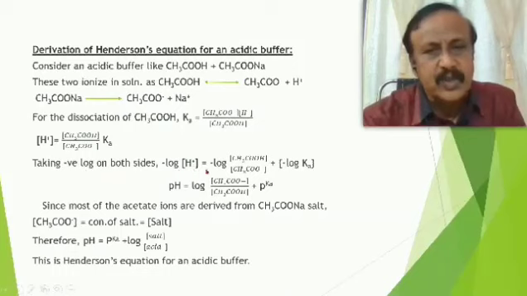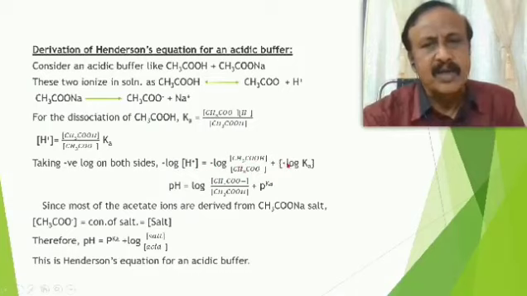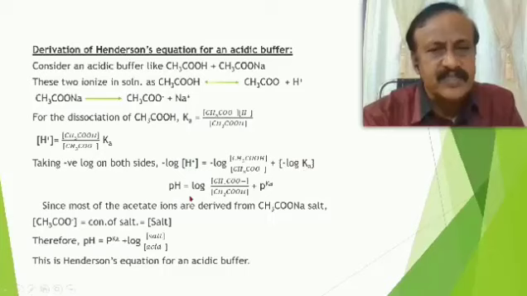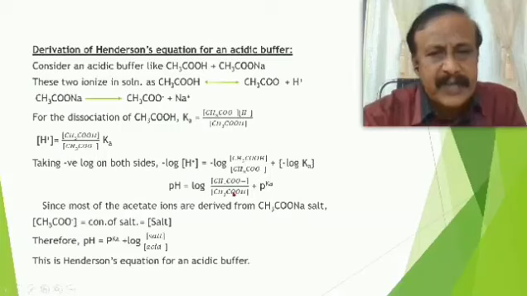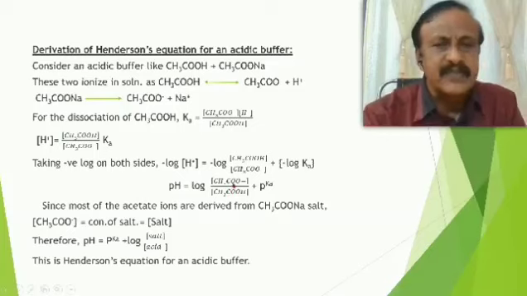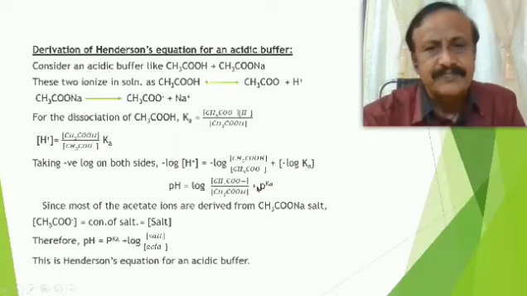Minus log of H plus is equal to minus log of acetic acid by acetate ion concentration plus minus log of Ka. Or pH is equal to, because minus log of H plus is nothing but pH, log of acetate ion concentration by acetic acid concentration, that is the number of moles of acetic acid which are remaining unionized at equilibrium level, plus pKa, because minus log of Ka is pKa. Similar to minus log of H plus is pH, minus log of K is pKa.